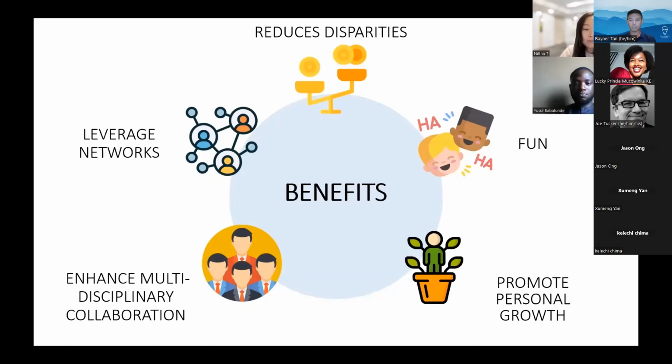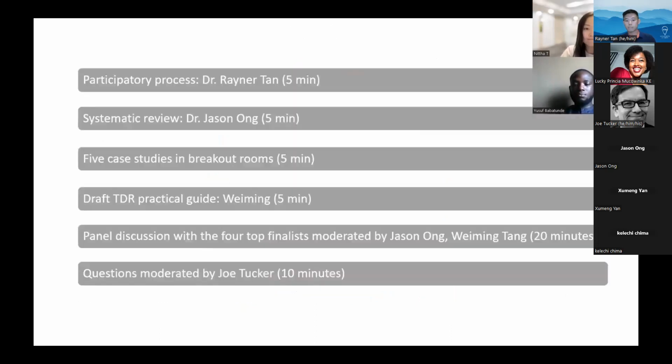It can also enhance multidisciplinary collaborations. You may be working with doctors, engineers, or designers in Designathons. And lastly, it leverages networks. You can expand your connections. So these are benefits of Designathon.